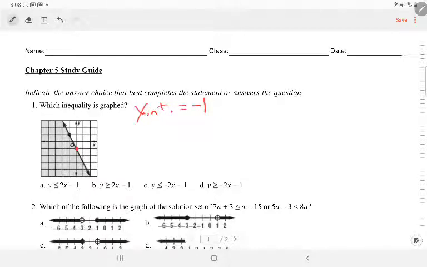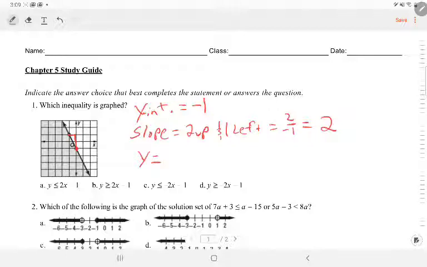And then I have this point here, so I can go 1, 2 up. So my slope will equal 2 up and 1 left. Okay, so that's going to give me 2 over -1, or a slope of 2. Now I know my slope and I know my y-intercept, so the equation of the line would be y equals 2x minus 1.